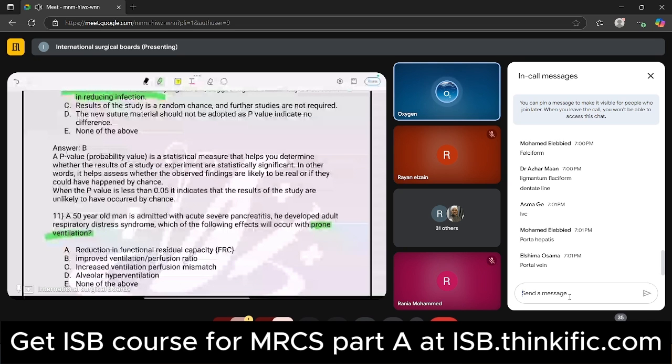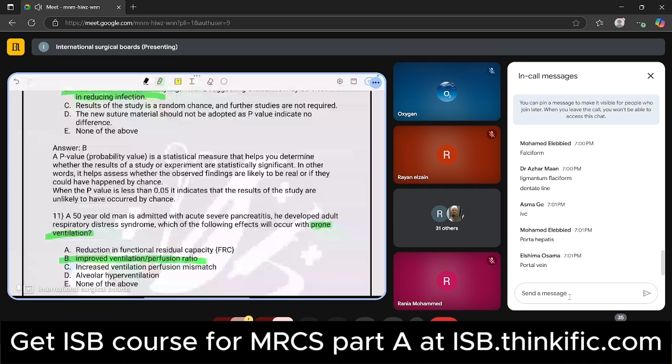So B is the correct answer. I think improved ventilation perfusion ratio by being prone. Yeah, that's correct. So it is one of the recommended initial mechanical ventilator settings and modes for patients with ARDS. Yes, anyone?